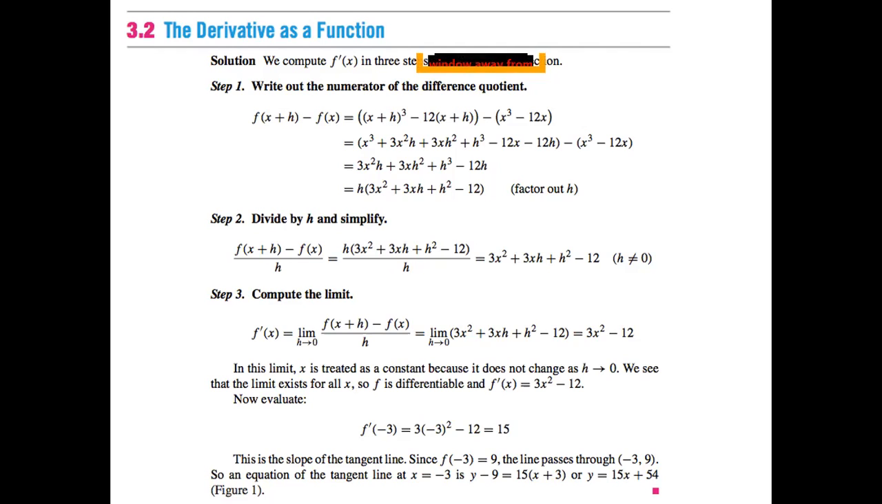You can see that we do that there in the last displayed equation, and the answer is 15. So you use the point-slope formula: your slope is 15, the x value is -3, and the y value you get by plugging -3 into f of x, not f prime of x, but f of x. So f of -3 is 9, plugging that into your original equation. So you get a slope 15 and a point -3, 9.